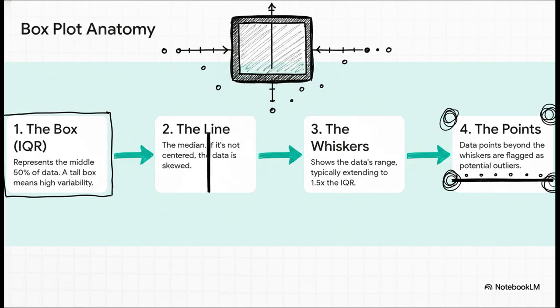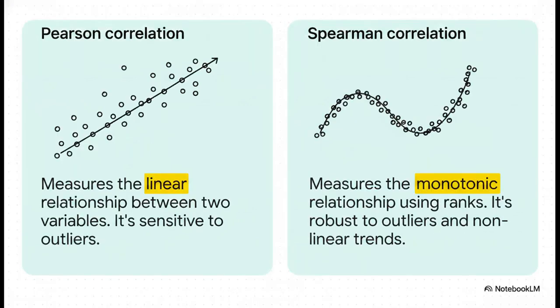Those are the outliers you need to go investigate. Okay, time for a slightly more advanced topic, correlation. It's not enough to just say two things are correlated. A tough interviewer might ask, okay, so which correlation metric would you choose here and why? Knowing the difference between Pearson and Spearman is what shows you really know your stuff.